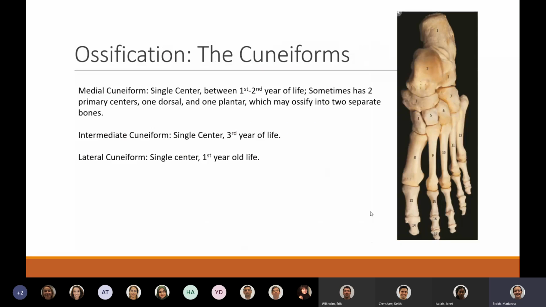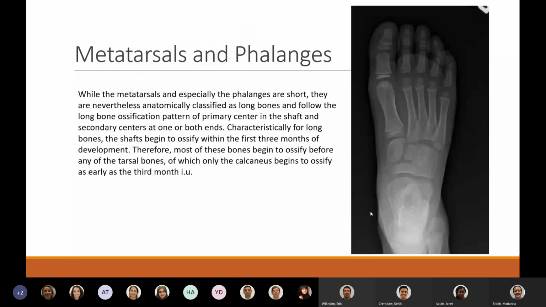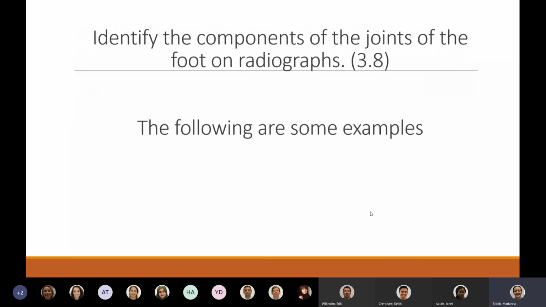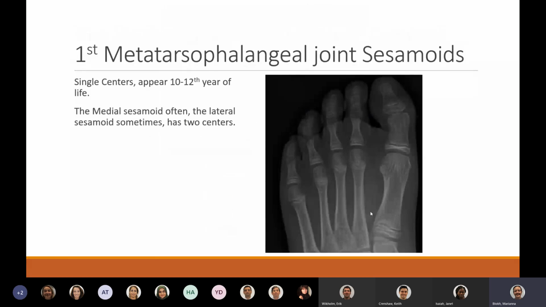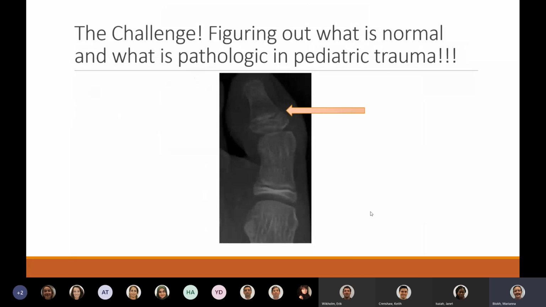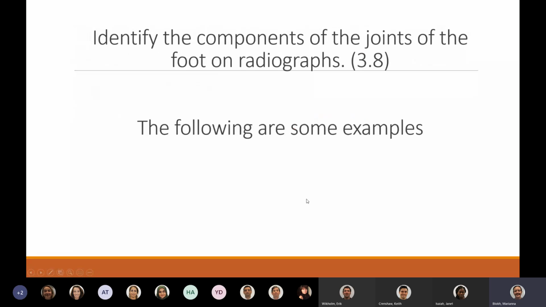These are just examples. So you have example radiographs. Cuneiform, same thing. All right. So basically, I used Dr. Dickey's numbers and put them with pictures so it's easier to see. Again, the challenge will be figuring out whether this is normal or pathologic. But remember, growth plates are open, so if there's no pain, it's a normal ossification process occurring in a child.